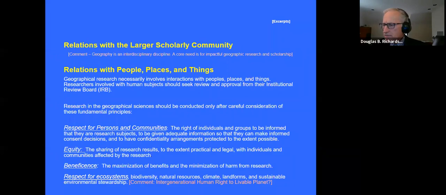This is pretty straightforward, but it also is unique to geography. We have, in physical geography and human geography and our GIS and GI science communities of researchers, we're always involved, probably more than others, with ecosystems, biodiversity, natural resources, climate, landforms, and so forth.